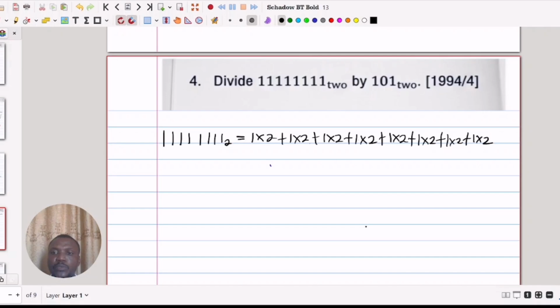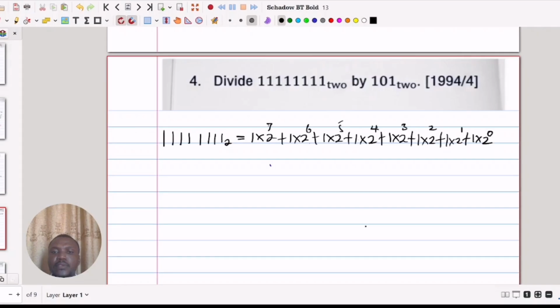So you now go back to the base. You start with 0, 1, 2, 3, 4, 5, 6, 7. 0, 1, 2, 3, 4, 5, 6, 7.